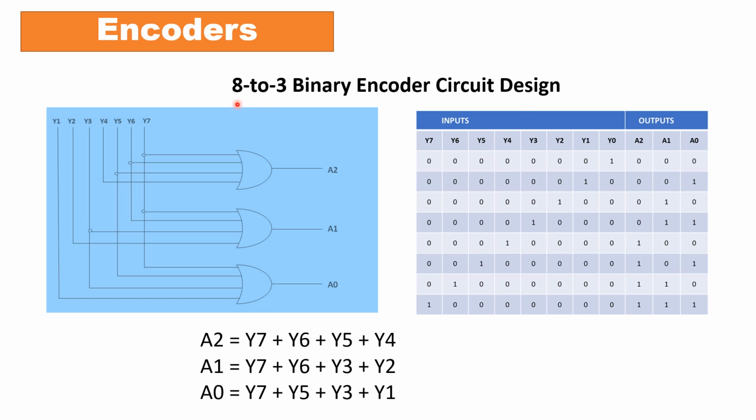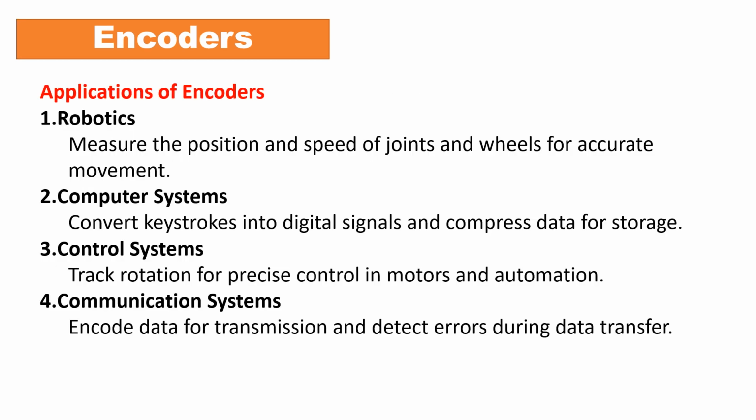The 8 to 3 encoder is often used in applications where binary representation is needed from multiple input sources, such as in digital systems and microcontrollers. Applications of encoders.